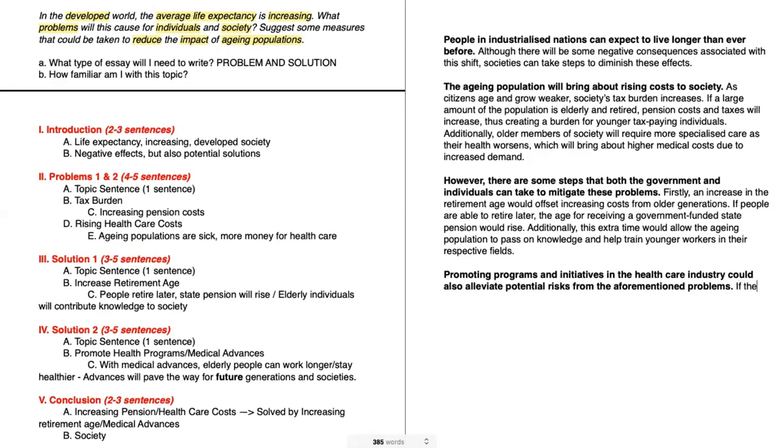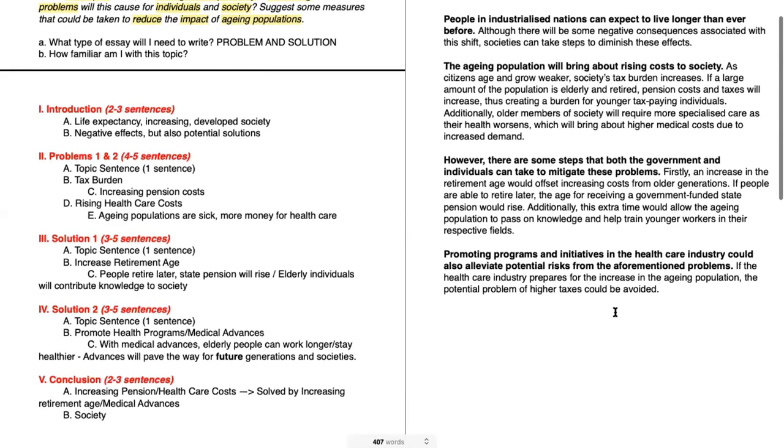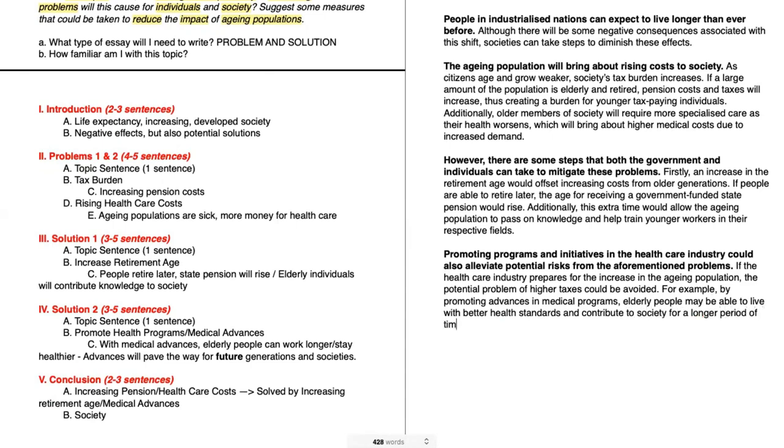And I would say, if the healthcare industry prepares for the increase in the aging population, the potential problem of higher taxes could be avoided. I'm using a modal here because it's speculation, so that's great. And as an example, I'm going to say, for example, by promoting advances in medical programs, elderly people may be able to live with better health standards and contribute to society for a longer period of time.